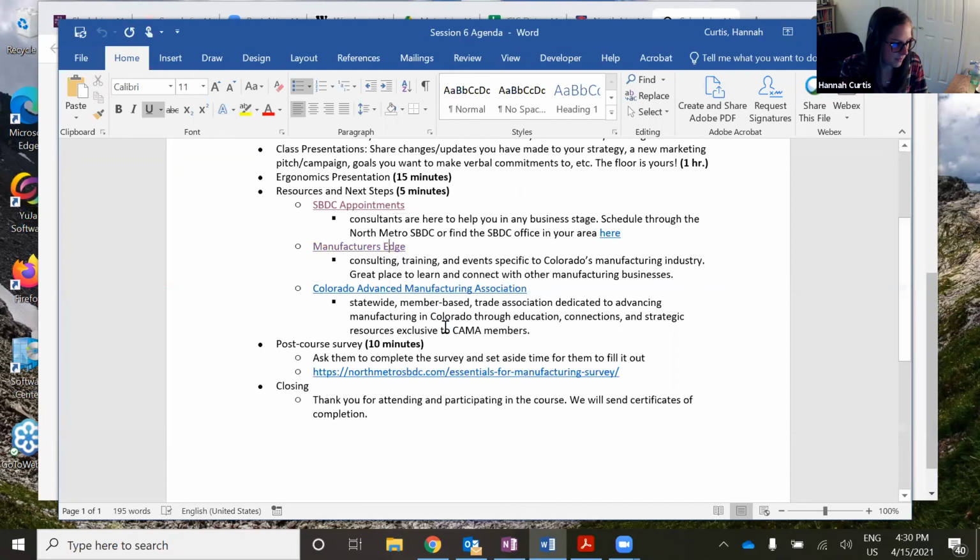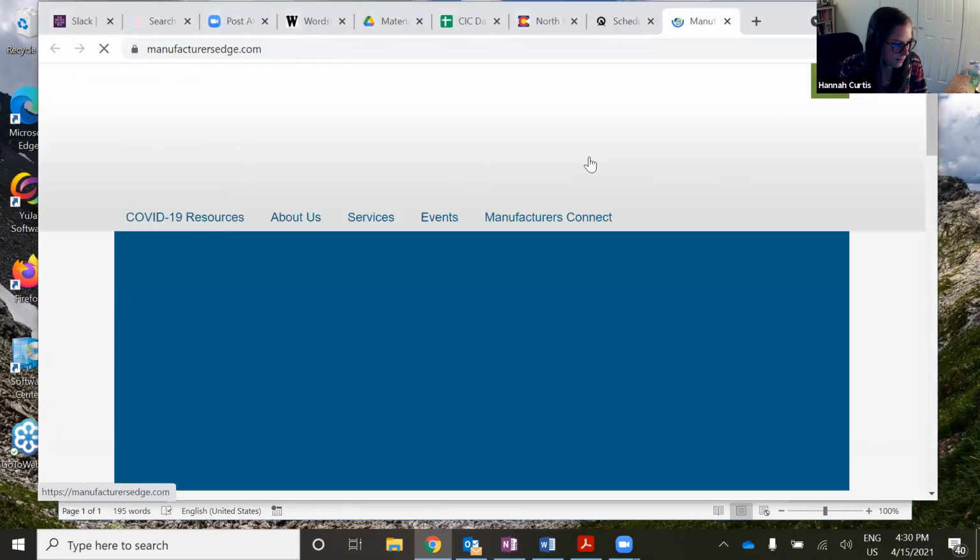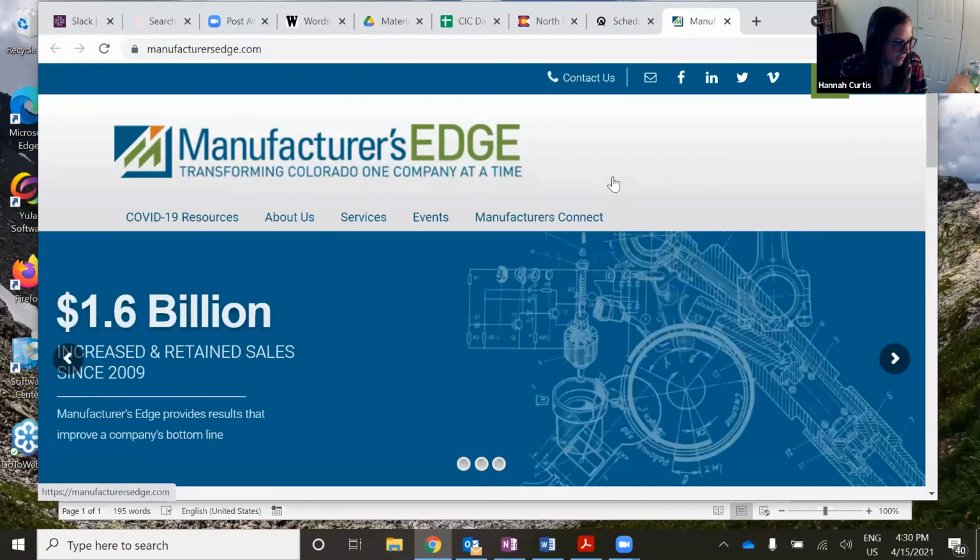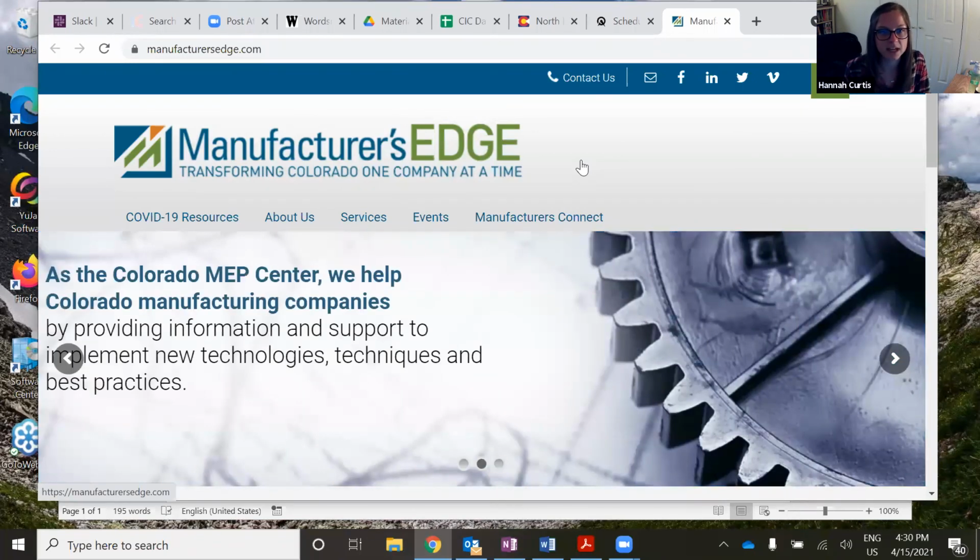The other one we want to mention is Manufacturer's Edge. We'll pull this one up too. Are y'all seeing Manufacturer's Edge? Okay, great. That is the organization that Jessica, who presented our marketing presentation last week, is the Director of Communications and Marketing for. I think some of you may work with them already, but they're another great resource.